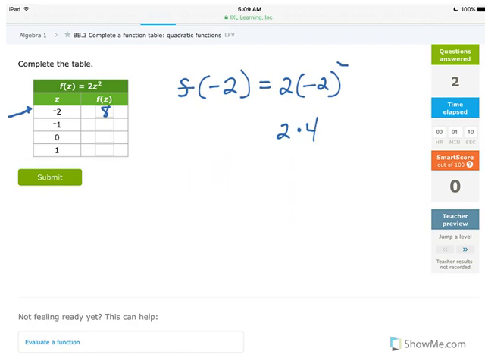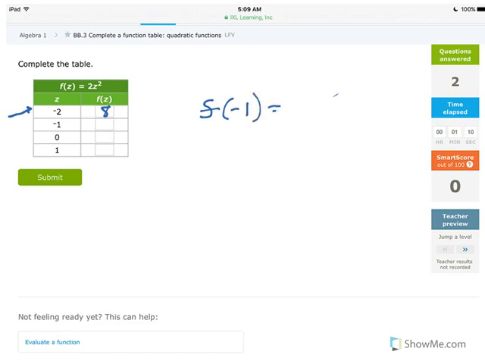And the next one is negative 1. So f of negative 1 is equal to 2 times negative 1 squared. So z is negative 1, and z is getting squared. So negative 1 times negative 1 is positive 1. And 2 times the positive 1 is 2. So that's going to be your output for that one.